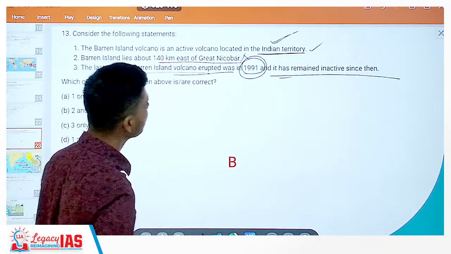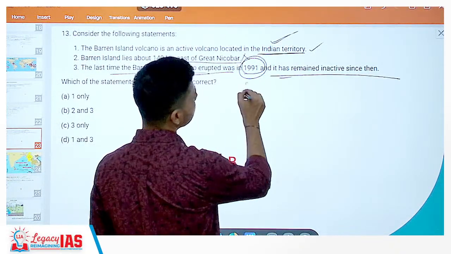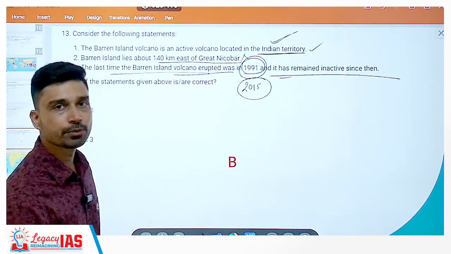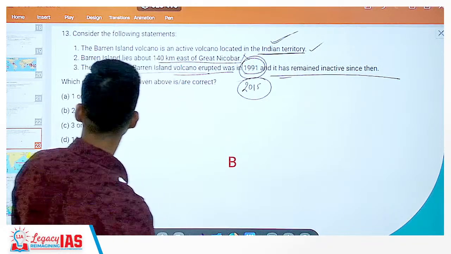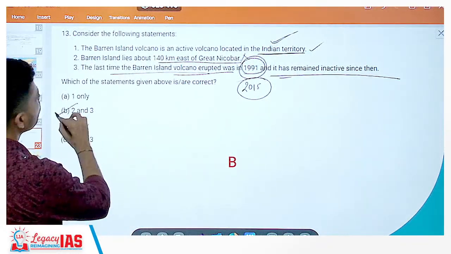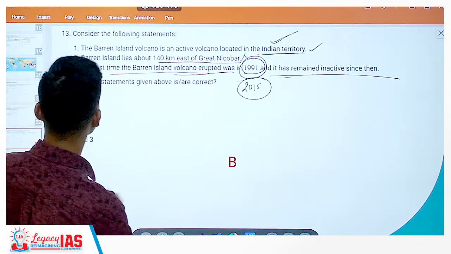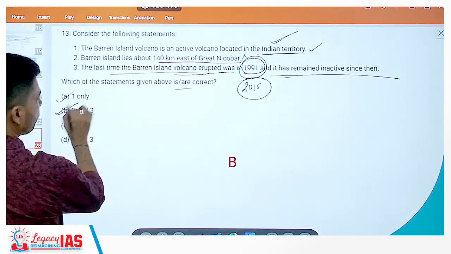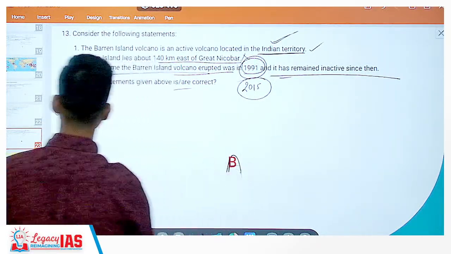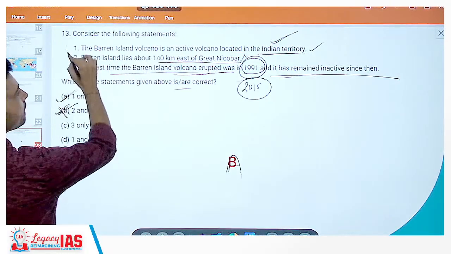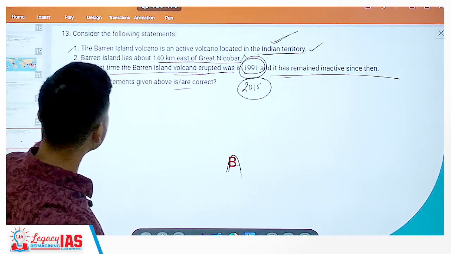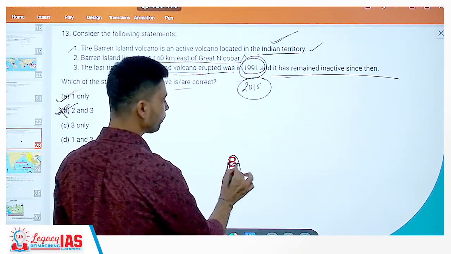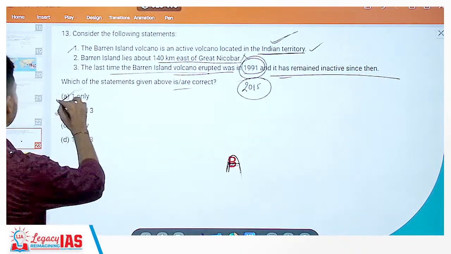Third is, the last time the Barren Island volcano erupted was in 1991, that is also incorrect. It was in 2015 that a Barren Island volcanic eruption was observed again. So, the correct option here is B, or rather, the correct statement here will be A only. The second and third are incorrect. The first statement is the only correct statement here, that is, Barren Island volcano is an active volcano located in Indian territory. The correct option for this question is A, that is 1 only.